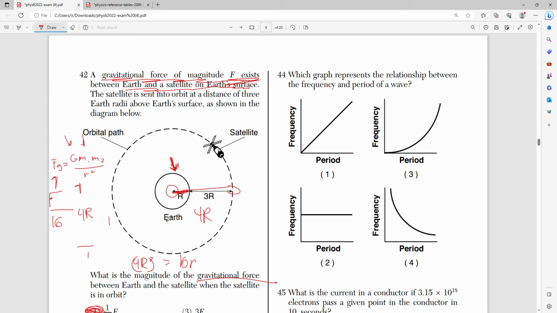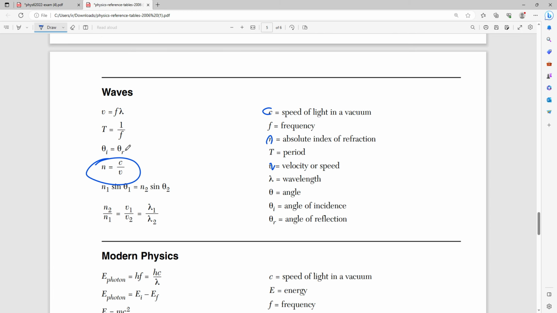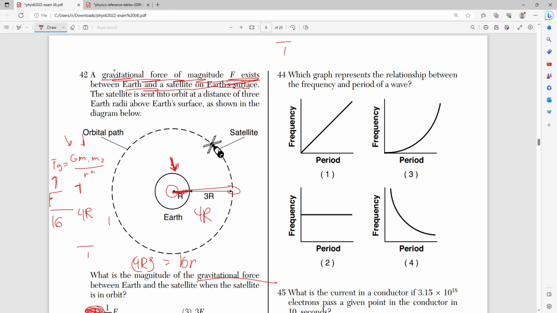Moving on to number 4, it says, which graph represents the relationship between frequency and the period of a wave? So let's look in our reference table and see if they actually give us that relationship. Here's period. Period is equal to 1 over frequency, so T is equal to 1 over f.